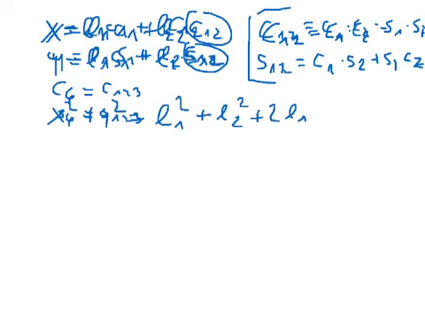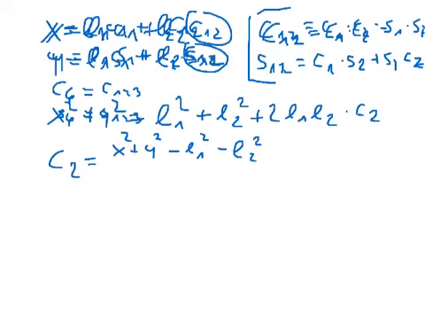Plus 2 L1 L2 times cosine of theta 2. So we now have an expression that only has the cosine of theta 2 in it, and all the other parameters are known. We know x, we know y, we know the lengths, of course. The key here is that you can now solve for cosine of theta 2, which is x squared plus y squared minus L1 squared minus L2 squared, and we divide this by 2 L1 L2. How to solve this is not the problem, but the key is really what to do next.